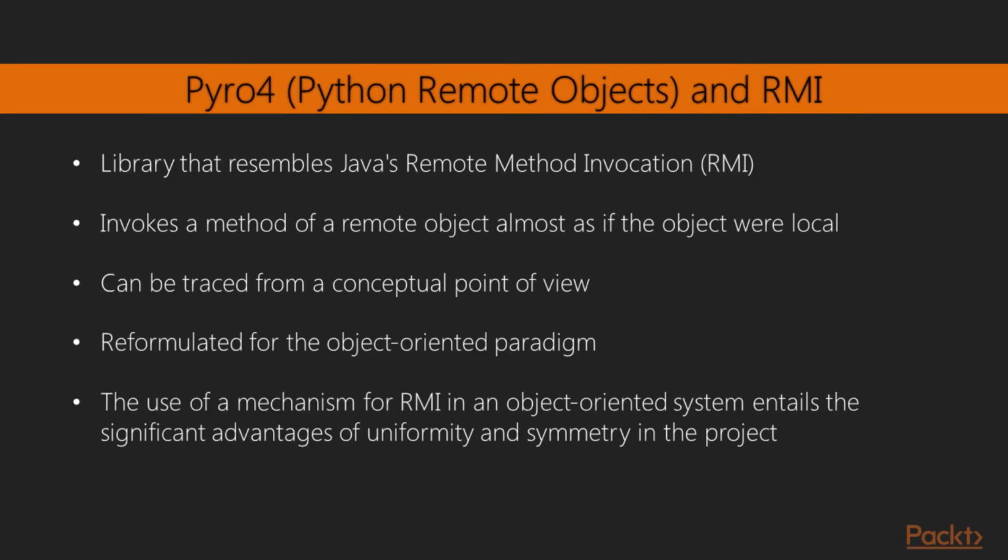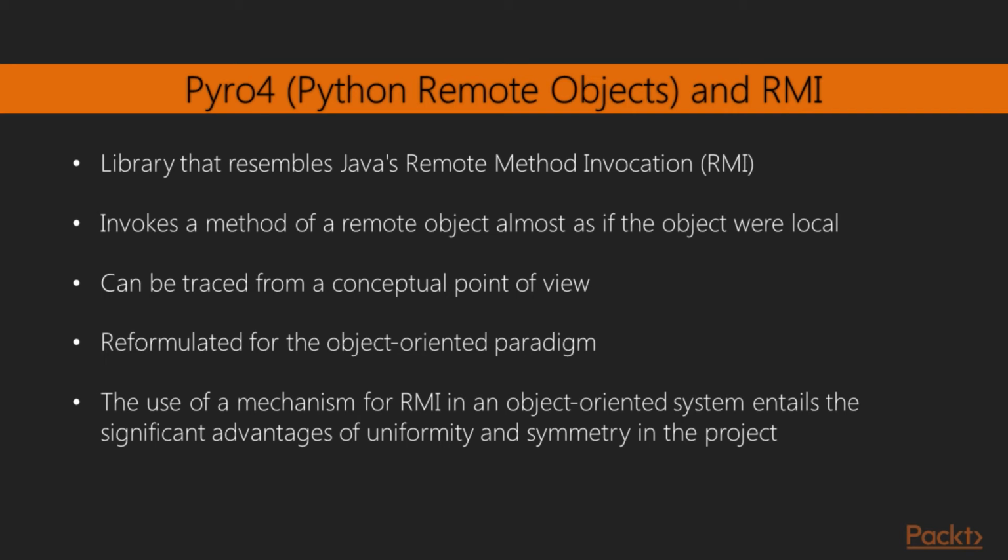Python Remote Objects, or Pyro 4, is a library that resembles Java's Remote Method Invocation, or RMI, which allows you to invoke a method of a remote object that belongs to a different process and is potentially on a different machine, almost as if the object were local. That is, it belongs to the same process in which it runs the invocation.